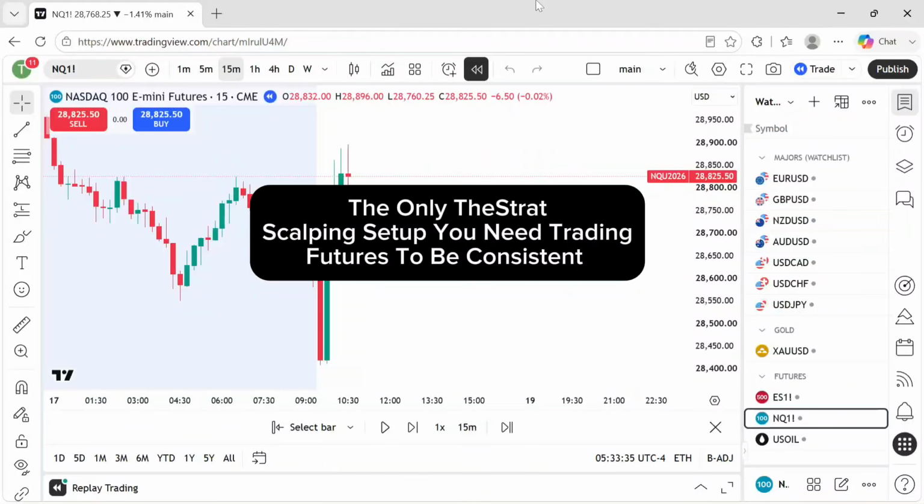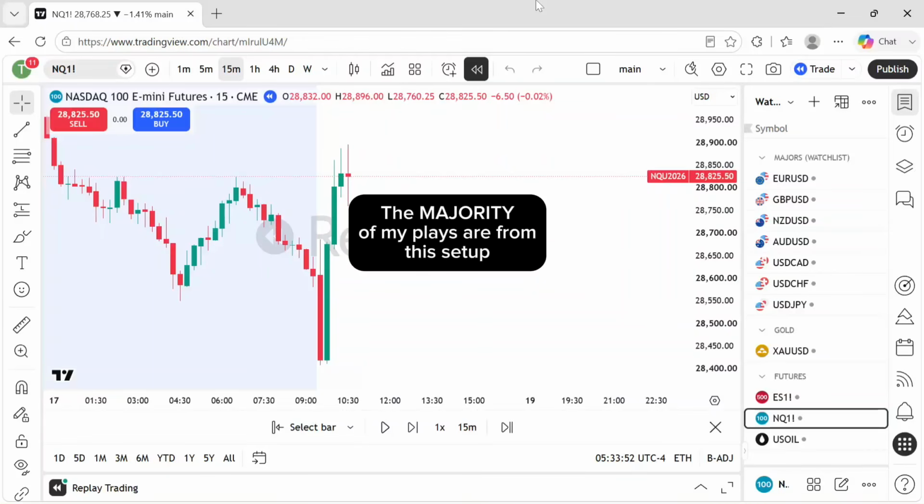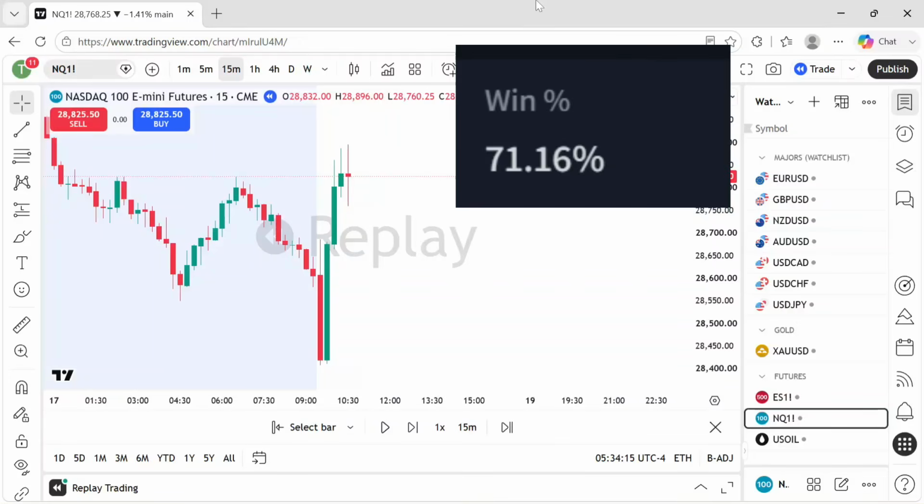The only TheStrat scalping setup that you need with futures trading. I have a total of 3 models. I've taught 2 on this channel already. This is the final one. And actually, this is where the vast majority of my trades come from. And it's super high win rate, super high probability.